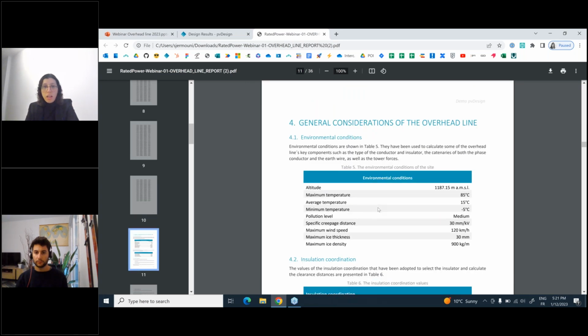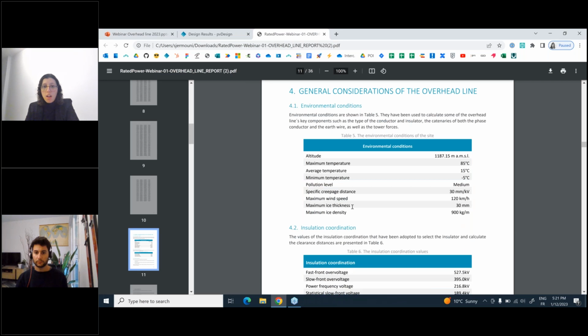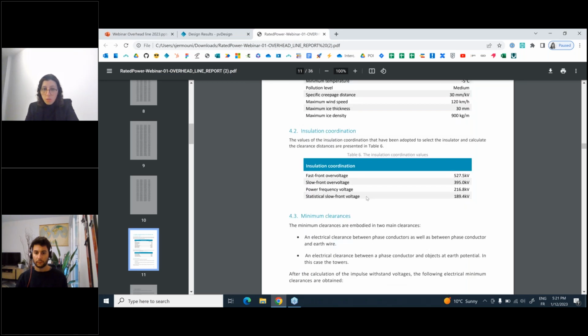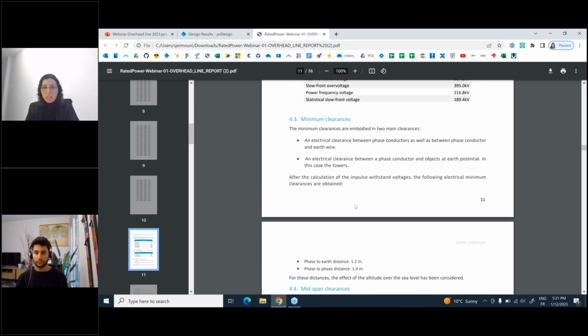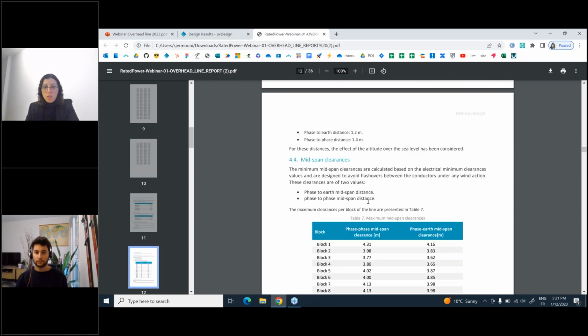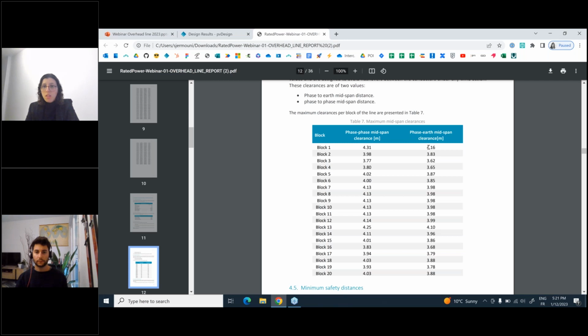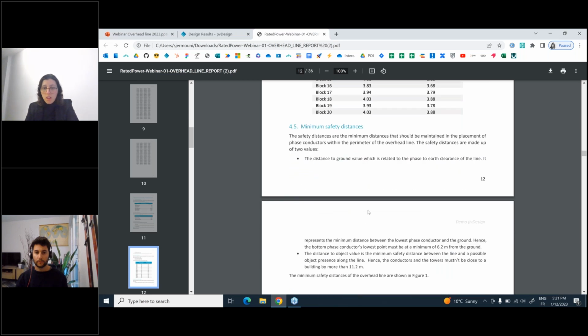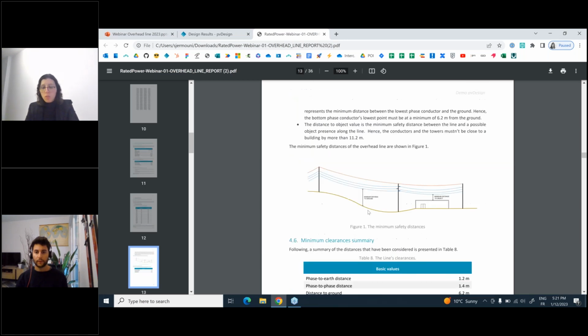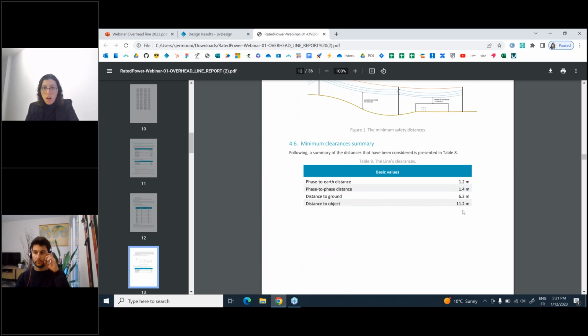Since we have a long line, we have a very large table, and then we have here the considerations of the line, the environmental conditions, and the insulation coordination that is calculated in order to get the minimum clearances, all the electrical clearances, the midspan clearances. As you can see here, we give the midspan clearances phase to earth and phase per block, and also the minimum safety distances that are also calculated based on the insulation coordination. Here you have a summary of these electrical clearances or minimum clearances.